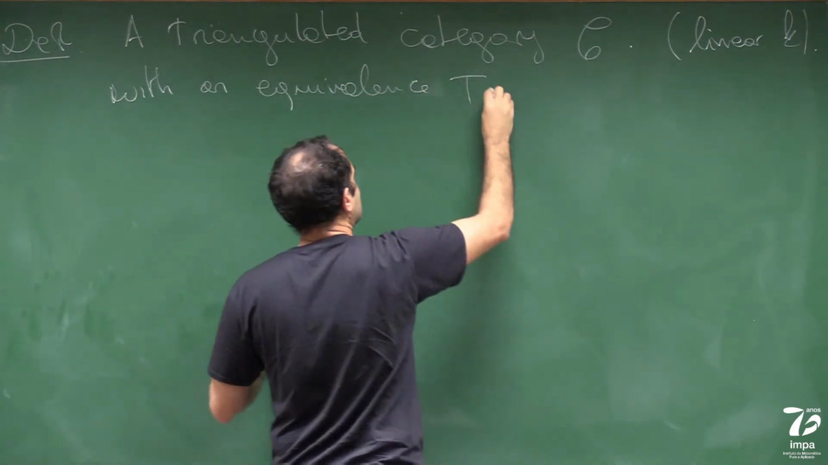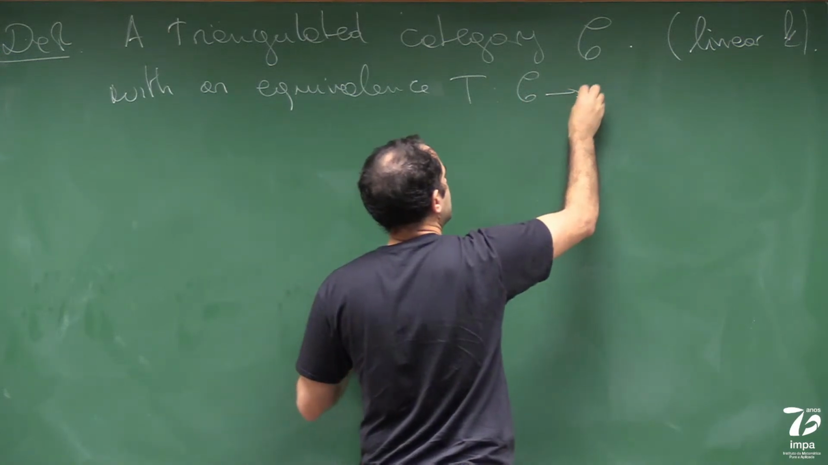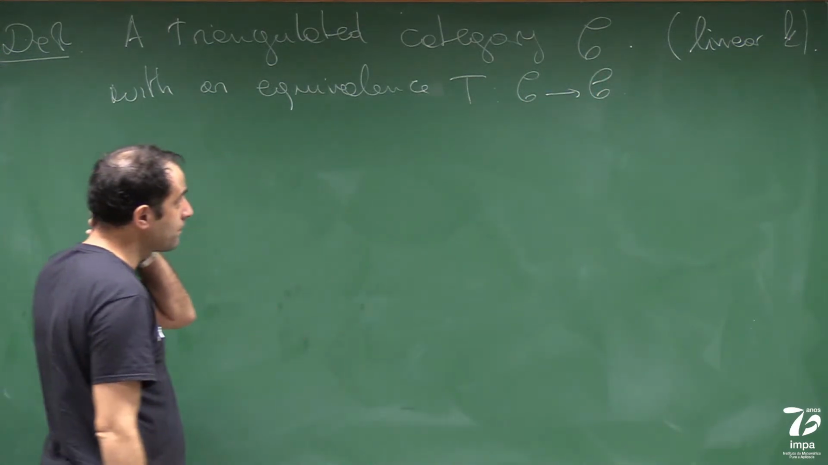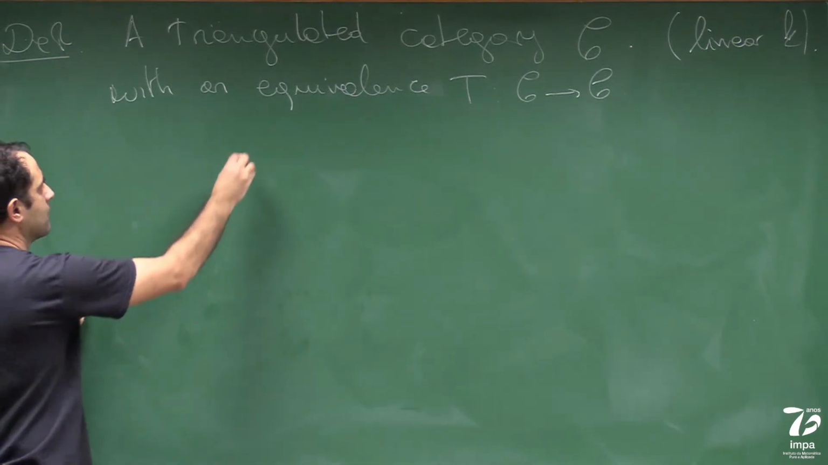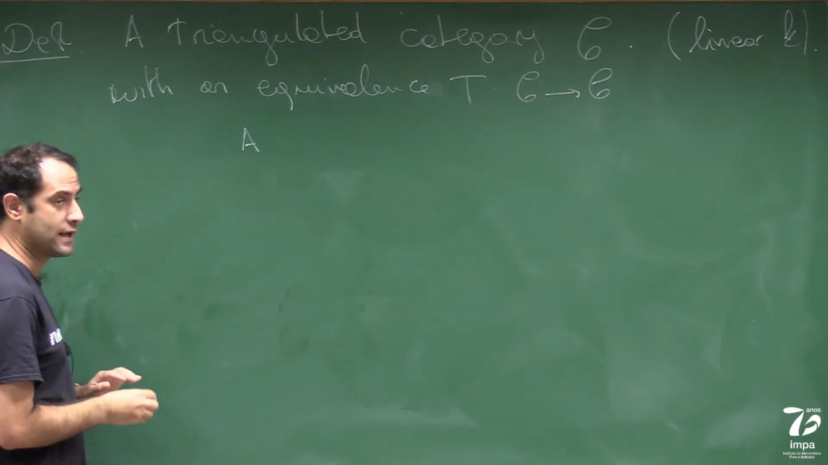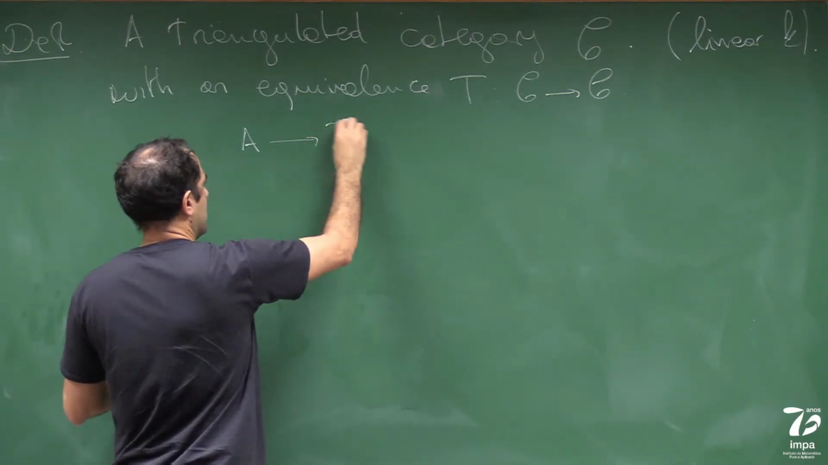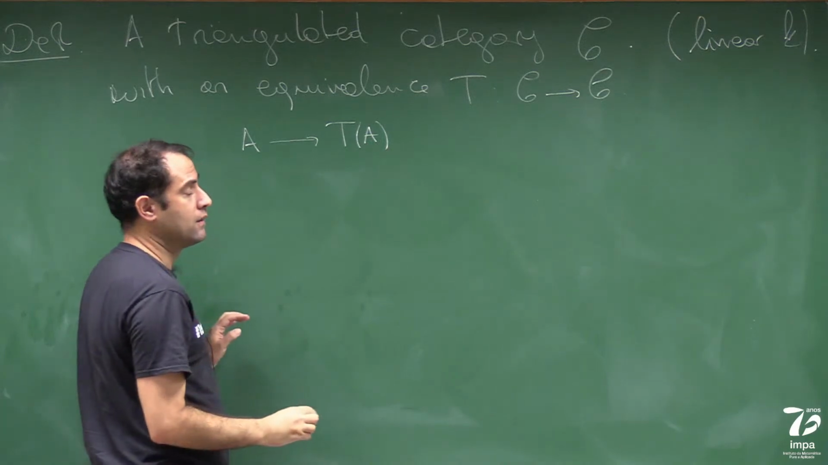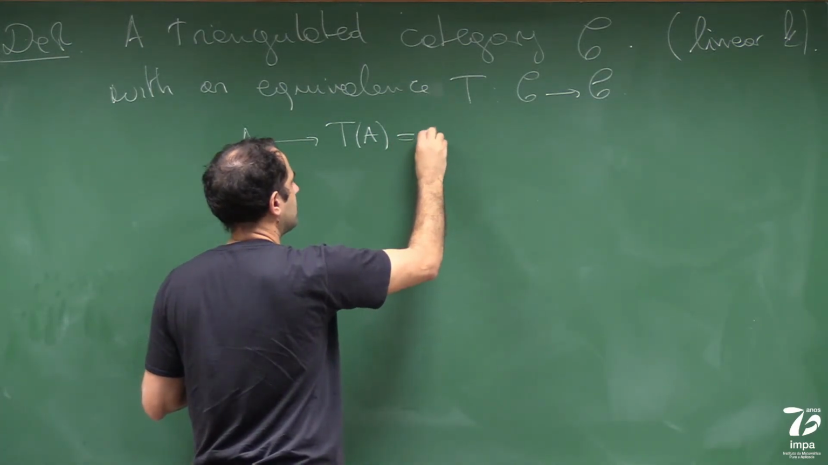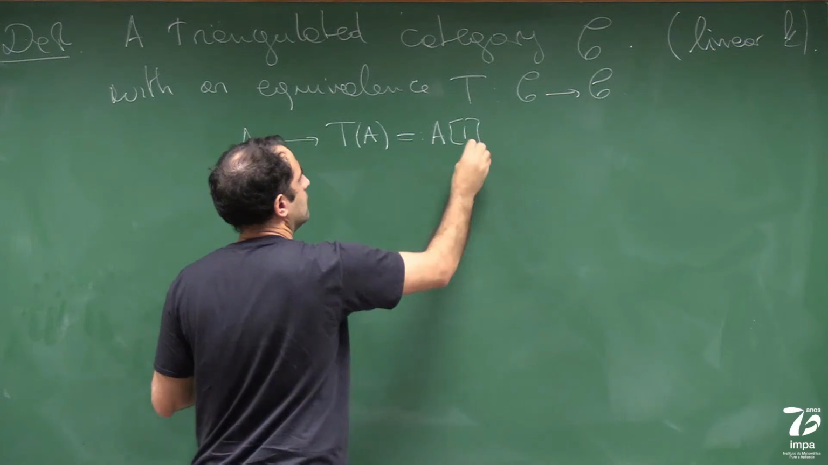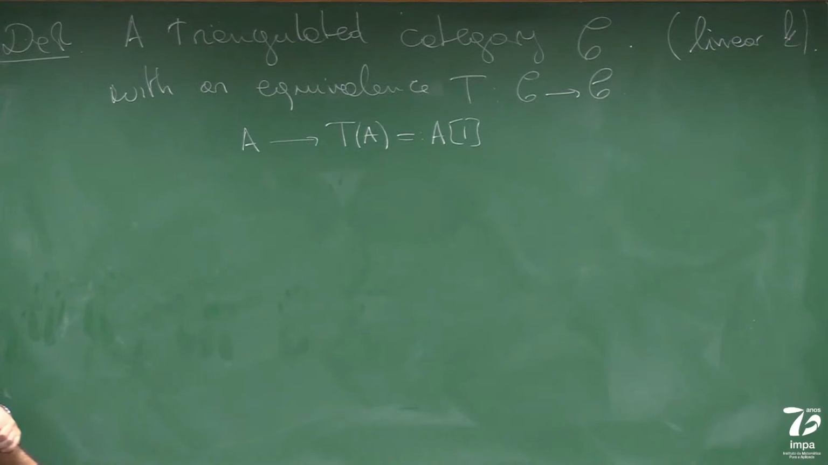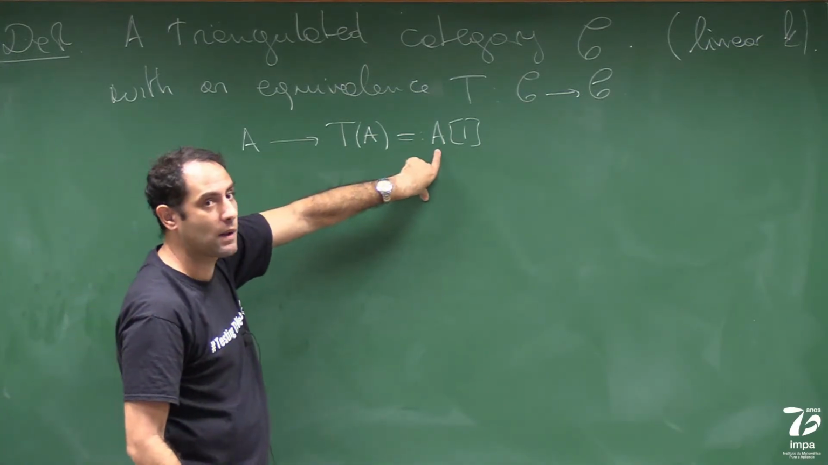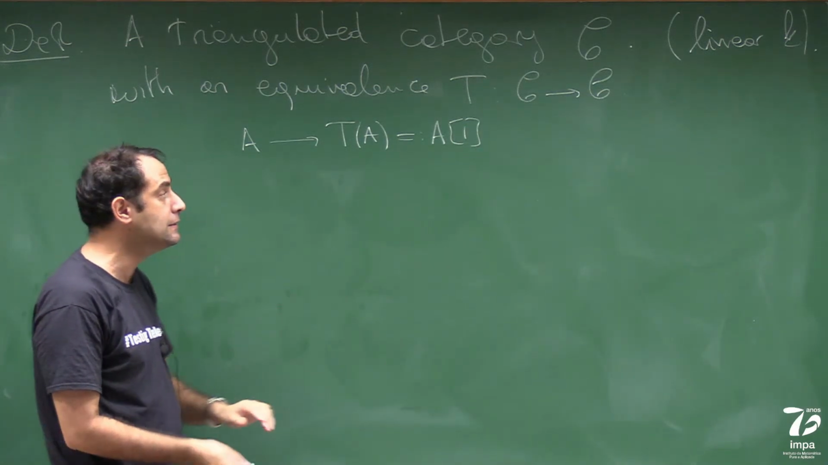Which is going to be the translation from C to C. It's a linear equivalence. So this translation, if you give me an object A in the category C, you have T of A, and I'm going to denote it also as A shifted by 1. This is just a notation for T of A. Since T is an equivalence, I have T inverse, and it makes sense to talk about A shifted by n for any integer n.